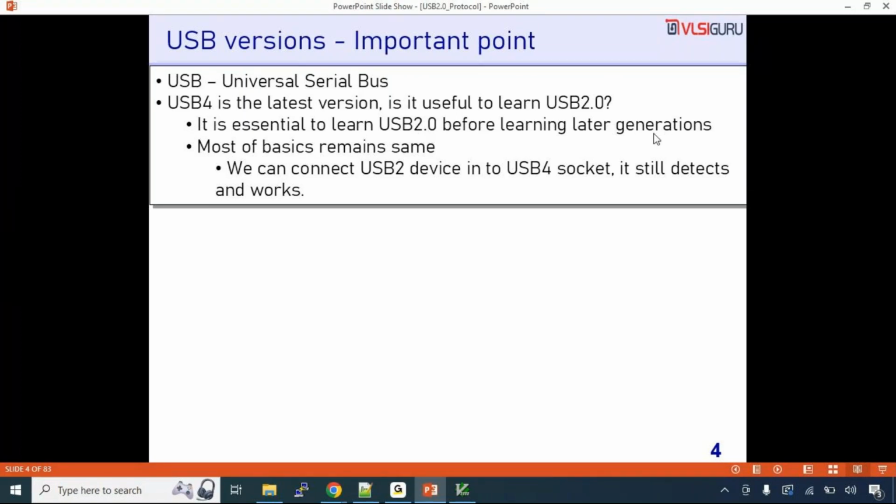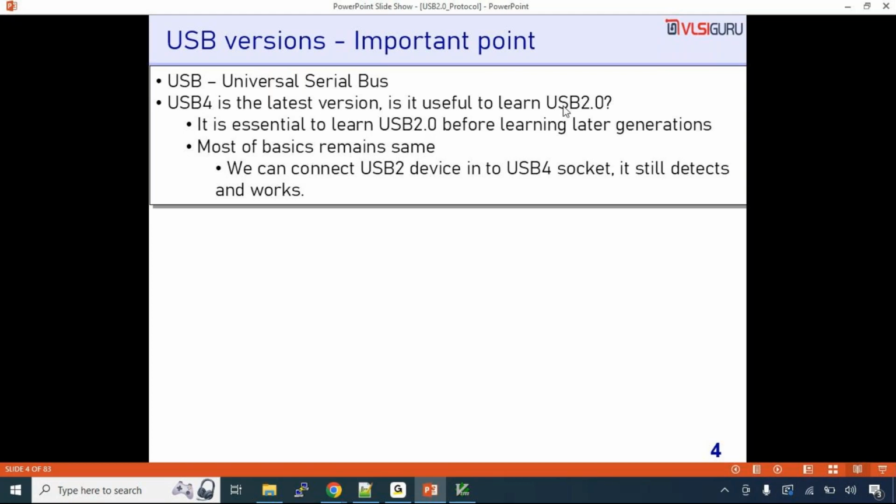USB 3 is built on top of USB 2. USB 4 is built on top of USB 3. So hence, it is essential to learn USB 2.0 before learning the further generations. Most of the basics remain the same. Most of the fundamental concepts in USB 2, USB 3 and USB 4 remain the same.